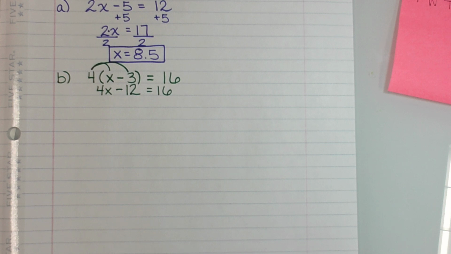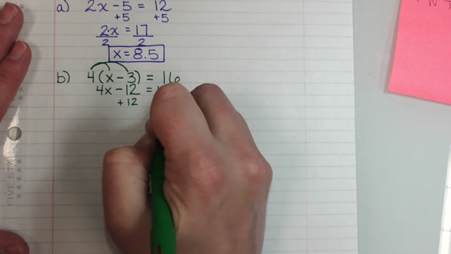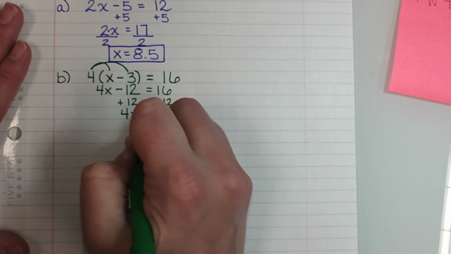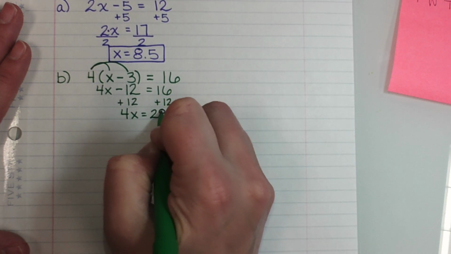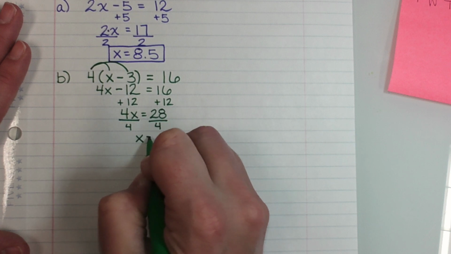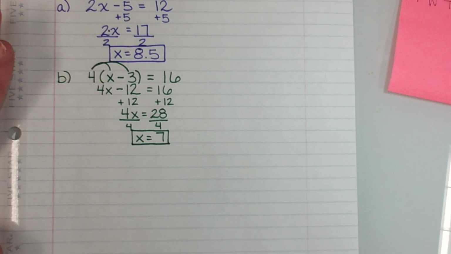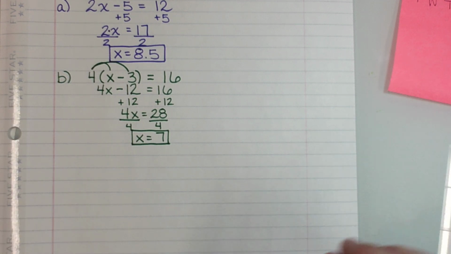Now you add 12 on both sides. 4x equals 28, and then we divide by the 4. x equals 7. Yes, your way would have also worked.